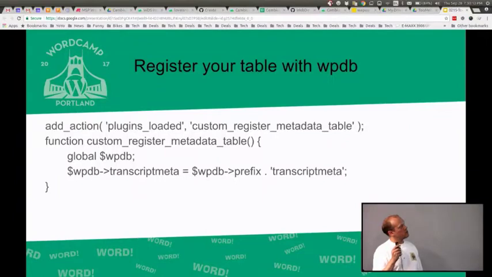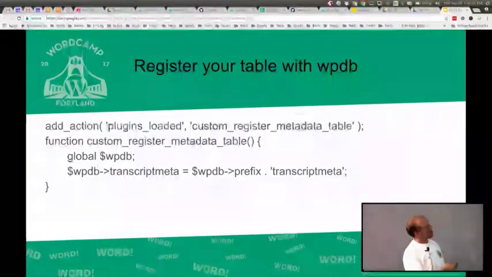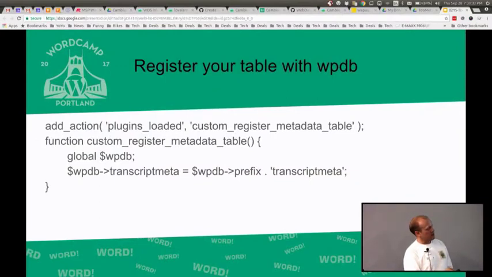You also need to register that same table with the wpdb connection. I'm sure you've all seen functions where somebody declares global wpdb. This is kind of doing the same thing, and it's just saying, hey, there's this new table called transcript meta, and here's where you find it. So wpdb prefix is like wp underscore, and then the name of your table. So this ends up being wp underscore transcript meta.